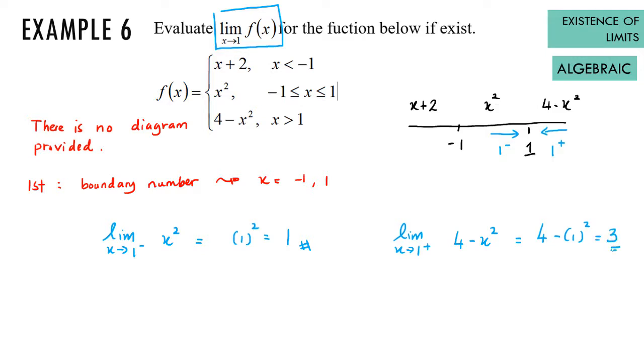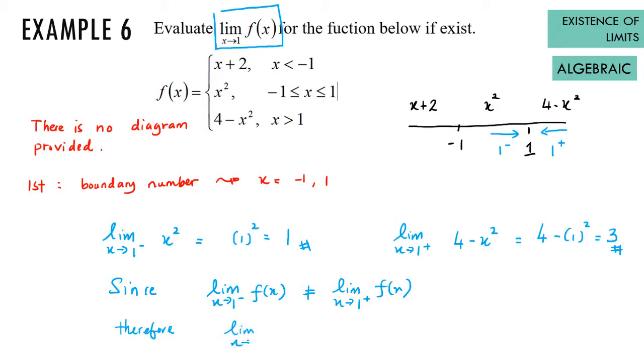Obviously, the left side and right side limits are not the same. So the conclusion we make, and have to write down, is: since left side limit is not equal to right side limit, therefore, the limit when x approaches 1 does not exist.